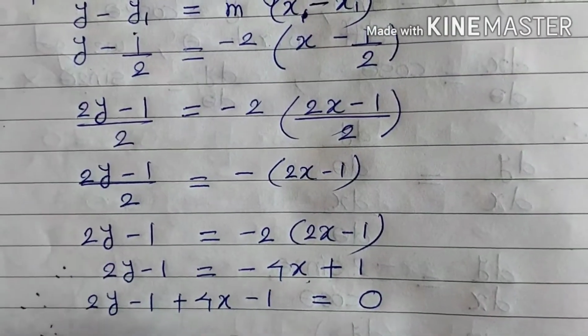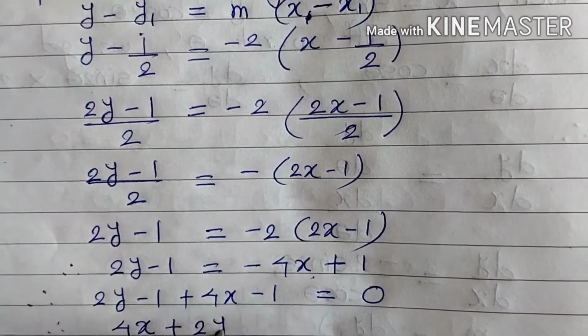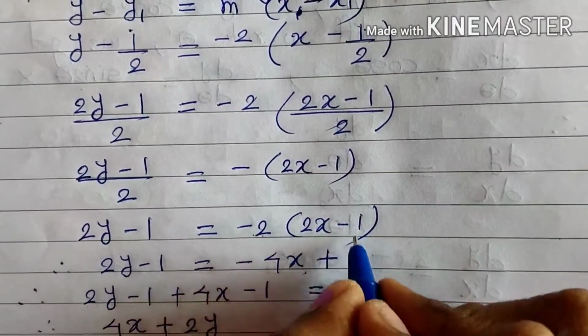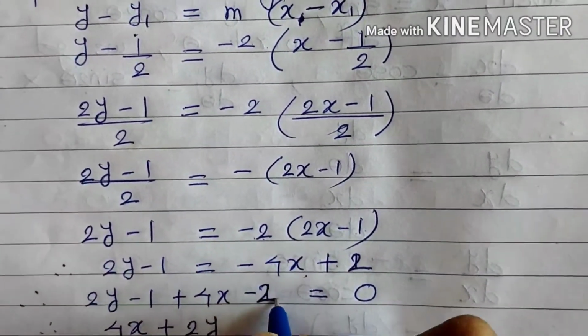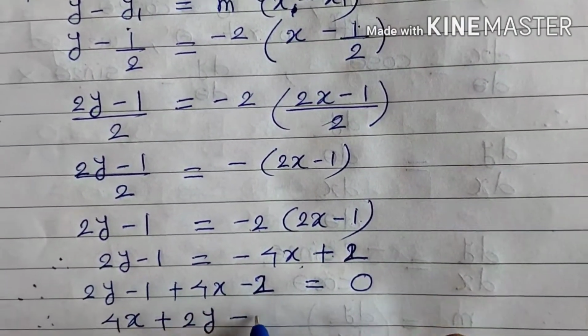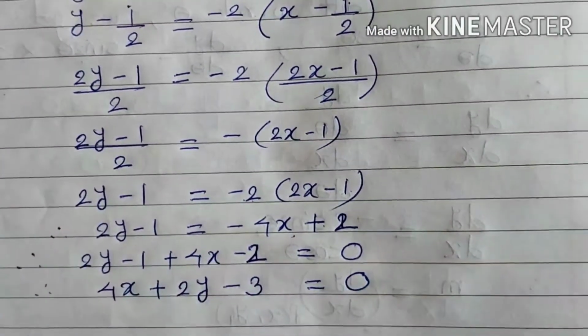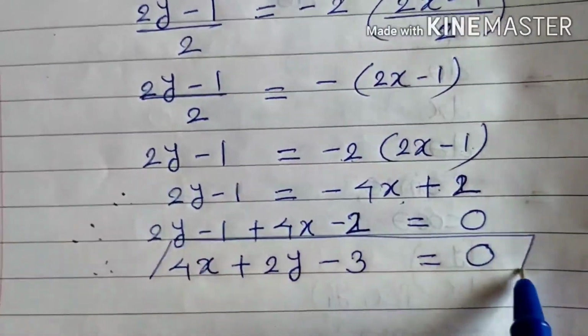Take on LHS side, so we get 2y minus 1 plus 4x minus 1 is equal to 0. Write it properly. 4x plus 2y. Sorry, here is one mistake. This minus minus is plus, but 2 into 1 is 2. So write here 2 and this will become -3.